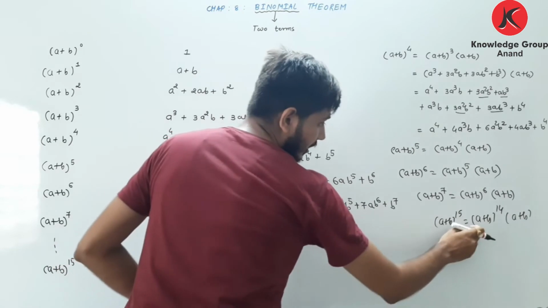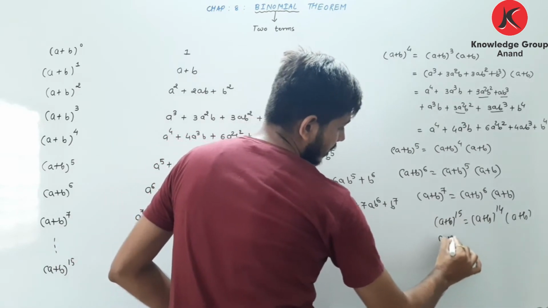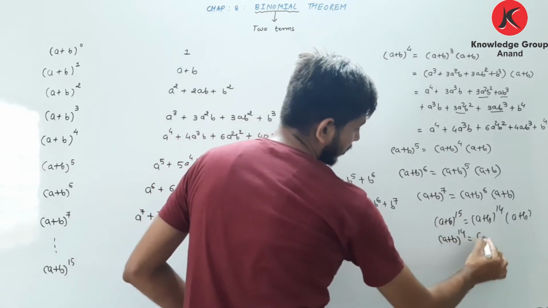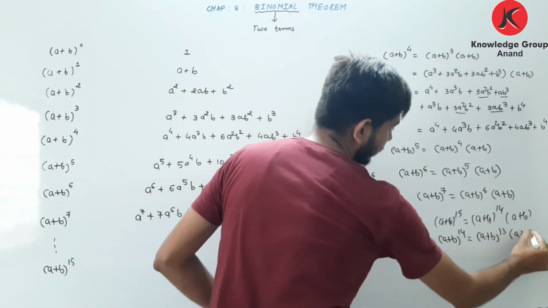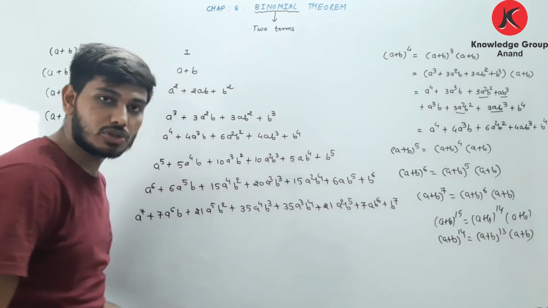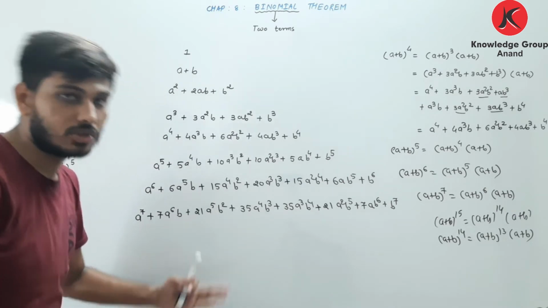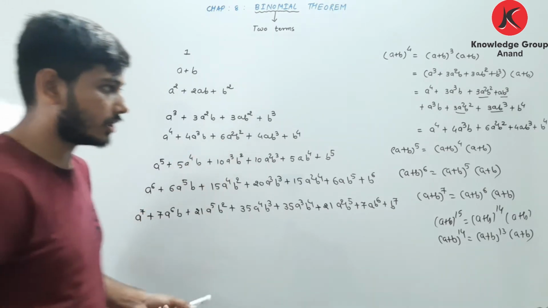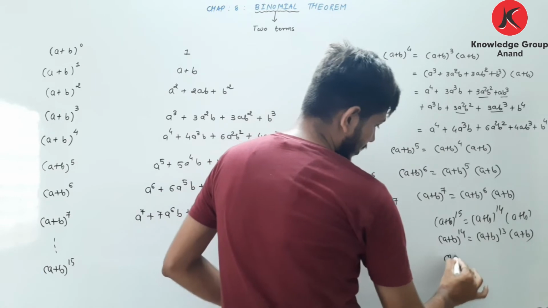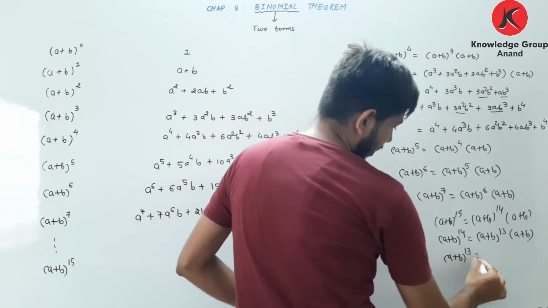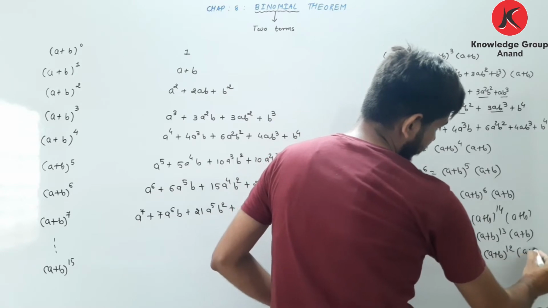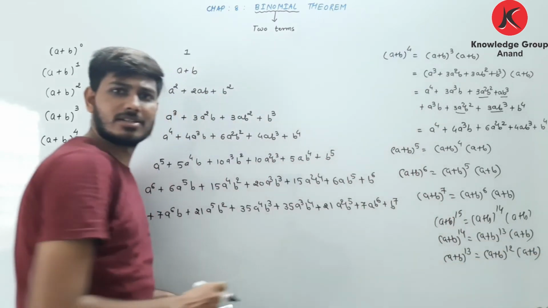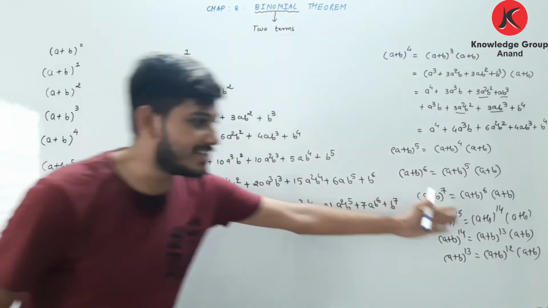For obtaining this (a+b)^14, you have to calculate (a+b)^13 into (a+b). Sorry, (a+b)^13, how can we calculate? (a+b)^13 will be calculated by use of (a+b)^12 into (a+b). This is a very easy method, sir.